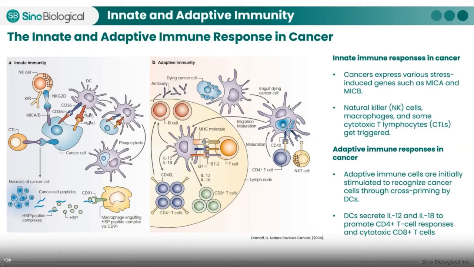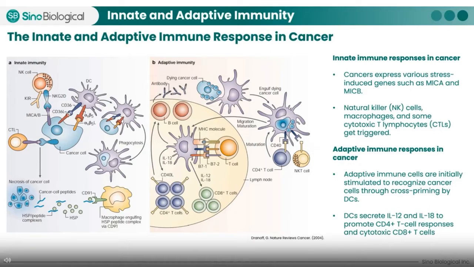Dendritic cells phagocytose apoptotic tumors through CD36. And macrophages and DCs also use scavenger receptors and CD91 to ingest heat shock proteins complexed with tumor-derived peptides that are released from necrotic cancer cells.